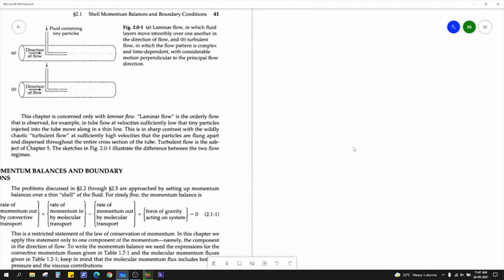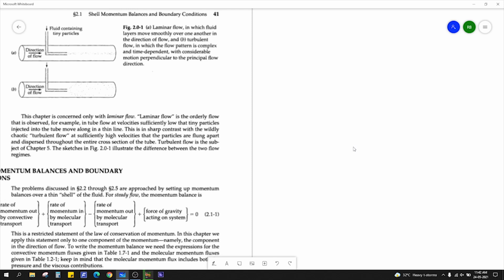So we are going to discuss cell momentum balances and boundary conditions. Okay, so what do you mean by cell momentum balances? Basically, we take a thin control volume, let's say dx, dy, dz, right? And we do a momentum balance over that thin volume.